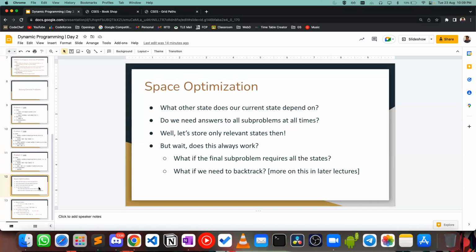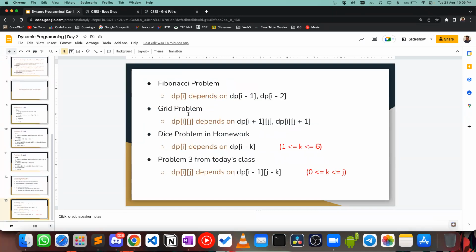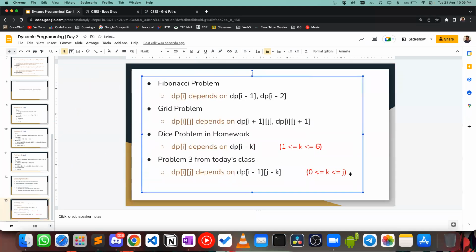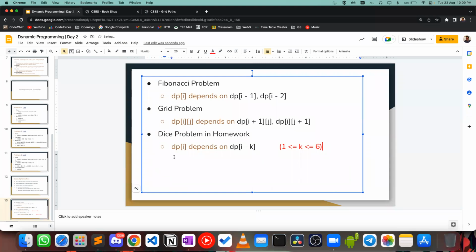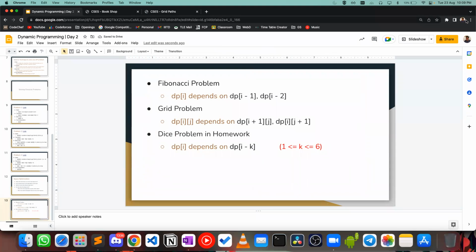Space optimization is done. Let's talk about just one more slide, and let me remove this thing. Sorry. Yeah, because we haven't discussed this problem, so let's remove this. But this is one slide. I think this should be pretty easy to follow.